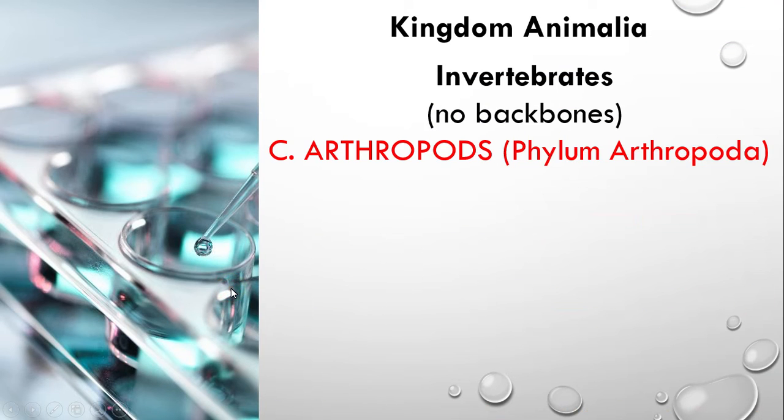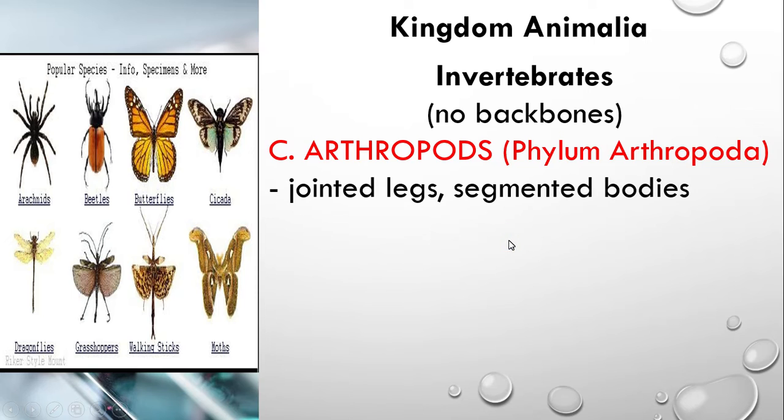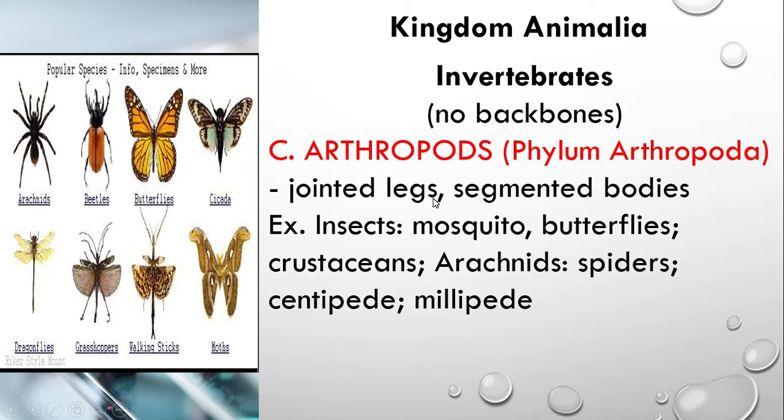Next phylum is the phylum Arthropods or Arthropoda. Okay, so characteristics of these animals, they have jointed legs and segmented bodies. Okay, example of this under Arthropoda is insects like mosquitoes and butterflies. We have also crustaceans, the shrimp, the alamang, no? They are part or under the phylum of Arthropoda. We have the arachnids, like the spiders. And we also have under the phylum Arthropoda, the centipede and the millipede.